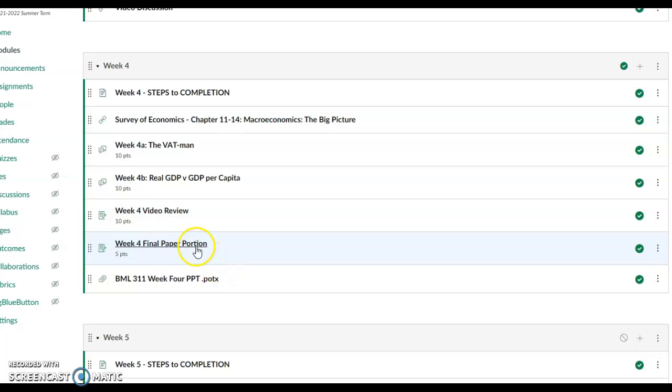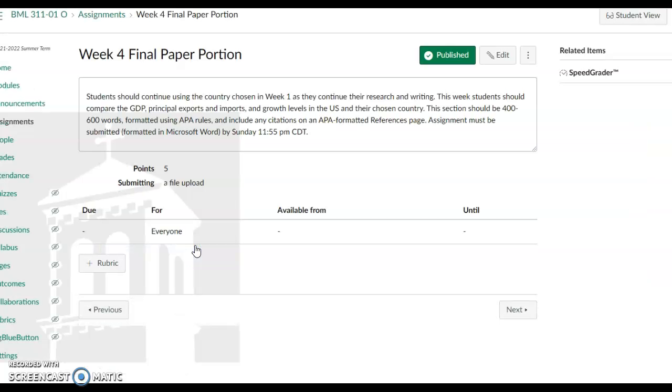So the next assignment, of course, will be your final paper portion. And what you're going to do is you're going to talk about the gross domestic product. Of course, staying with the country that you selected, comparing that economic analysis and overview with that of the United States. You're going to compare the gross domestic product. You're going to talk about exports and imports of goods. And you're going to talk about the growth levels, okay, within the United States as well as the country of your selection. So, principal exports and imports, growth levels in those areas, and the gross domestic product.